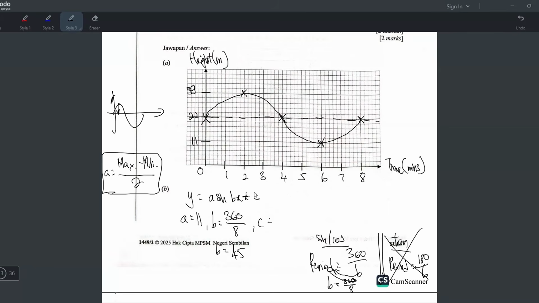Alright, let's go to the C. For C, you have to write whether the graph moves up or down. Earlier when I found A, I said the center line for a sine graph is normally at the x-axis, but sometimes it will be on top or on the bottom. In this case it is on top, which means your C must be positive. And how much? You move from 0 to 22. This gap right here is where the sine graph moves up, and it moved up 22. So that is the answer. That means A is 11: here it should be 11 and here negative 11, but it became 33 because it moved up 22 units. That is why 11 plus 22 is 33.